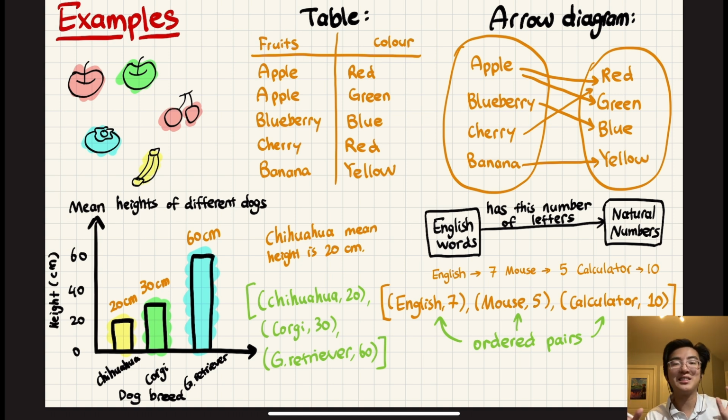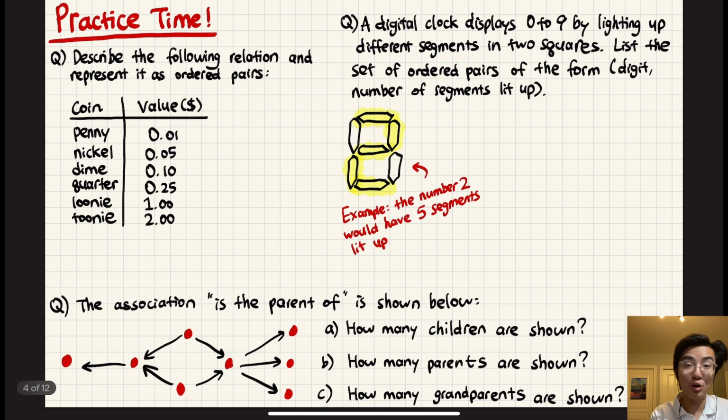So this lesson is all about finding out the relationship between two different things and then understanding how we can describe such relations. So with that being said, let's do a practice question. Pause the video here, try those out yourself, and we'll go over them in a bit.